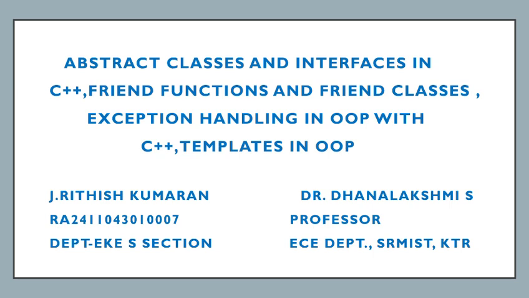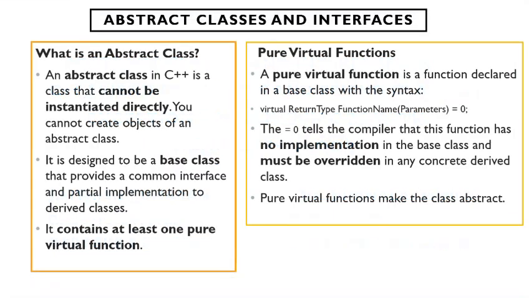Today I am going to discuss topics like abstract classes and interfaces in C++, then friend functions and friend classes, and also exception handling and templates in object-oriented programming. Now, first of all, what is an abstract class and what is an interface?